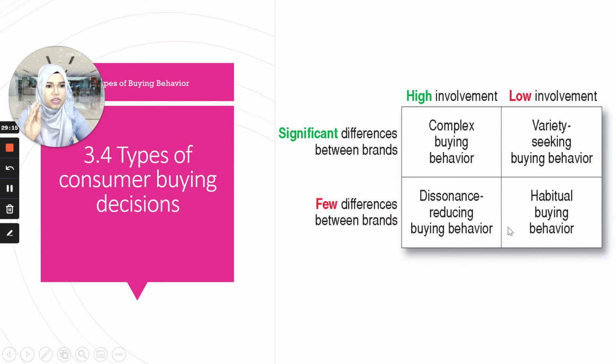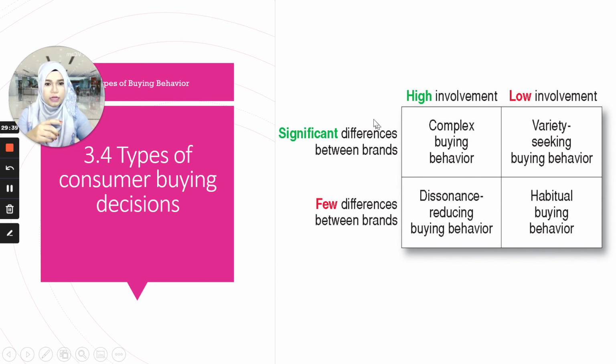So you can see in this particular quadrant, there is high involvement and low involvement. High involvement means you will go through the whole five steps in the buying decision. While low involvement means you just start with need recognition and then quickly jump to your evaluation, or sometimes you don't evaluate, you just simply buy and that's it. All right, that is low involvement.